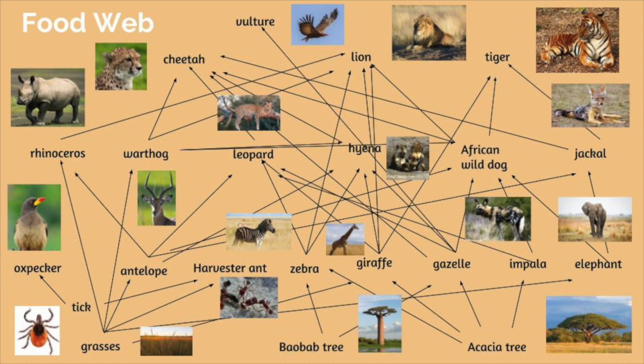This is a food web that we constructed of producers such as grasses, baobab trees, and acacia trees. The next line in the food web are primary consumers or herbivores, with the exception of the tick, which is a parasite. The primary consumers consist of antelopes, harvester ants, zebras, giraffes, warthogs, gazelles, impalas, and elephants. These animals are eaten by secondary consumers, like rhinoceroses, leopards, hyenas, African wild dogs, and jackals.